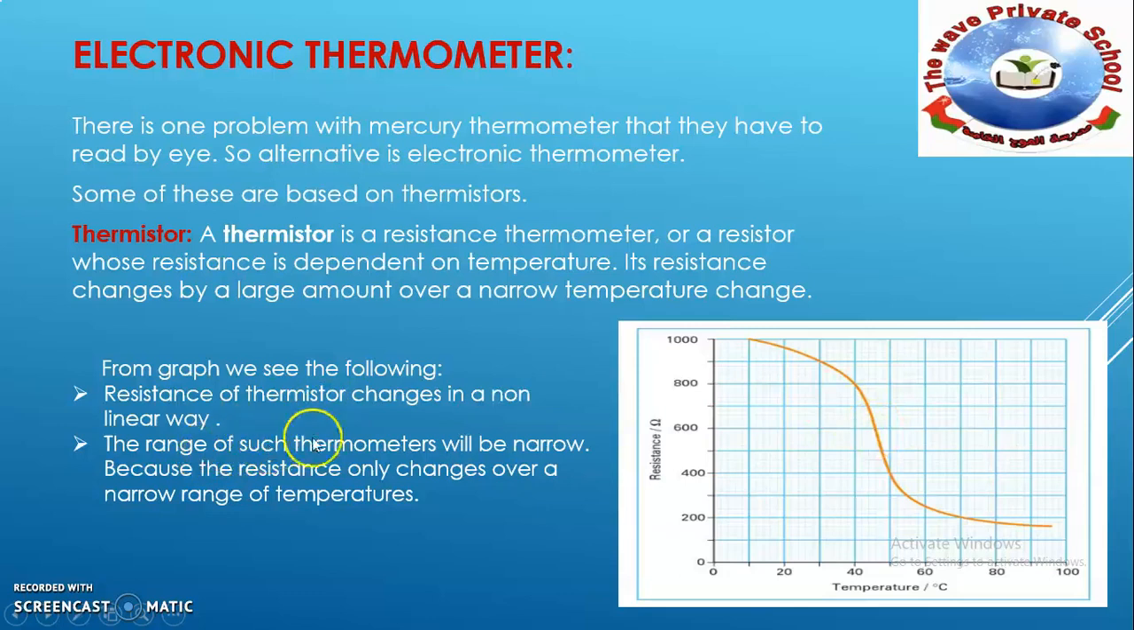The range of such thermometers will be narrow, because the resistance only changes over a narrow range of temperature. The temperature range is narrow but the resistance change is very large. So we can say that this is the principle of the thermistor.